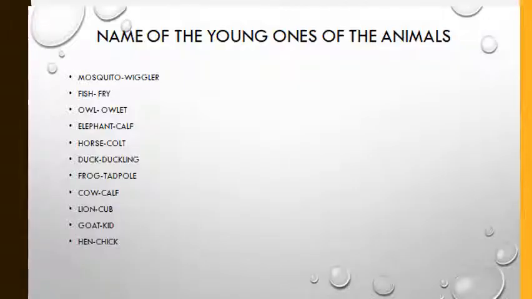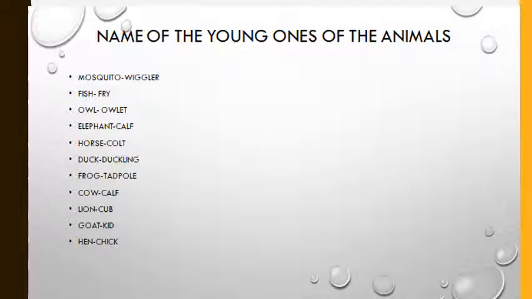Now we will learn about the names of the young ones of the animals. As we know, with the process of reproduction, all the animals produce their young ones. As we human beings have young ones known as toddler and child, the same way animals' young ones are also called by different names. As an example, the young one of a mosquito is called a wiggler. The young one of a fish is called a fry.